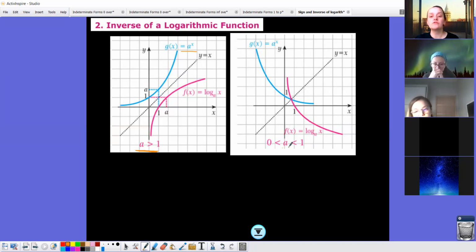In the second one also, when a is between 0 and 1, logarithm of x to the base a is here. The inverse of it will be a to the power of x. We'll have some questions like this. If you have written the title, I will show you how we are finding the inverse of a logarithmic function.